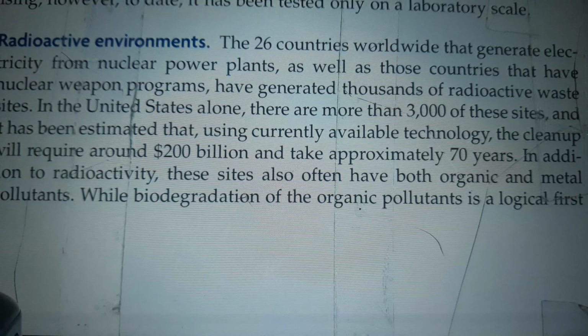Radioactive environments. The 26 countries worldwide that generate electricity from nuclear power plants, as well as those countries that have nuclear weapons programs, have generated thousands of radioactive waste sites. In the United States alone, there are more than 3,000 of these sites. It has been estimated that using biotechnology, a cleanup would require about $200 billion.